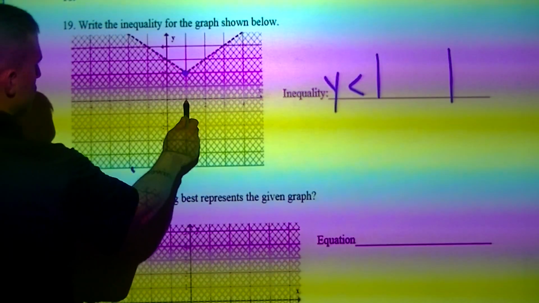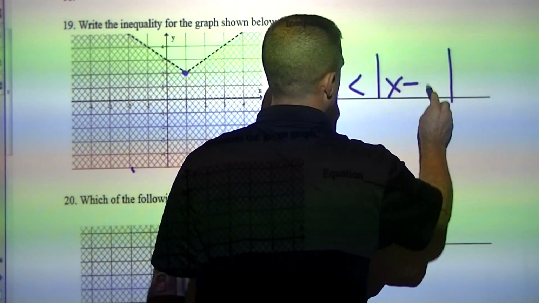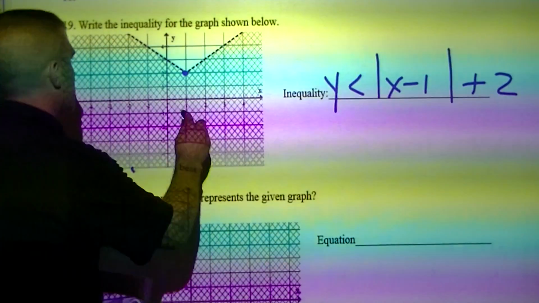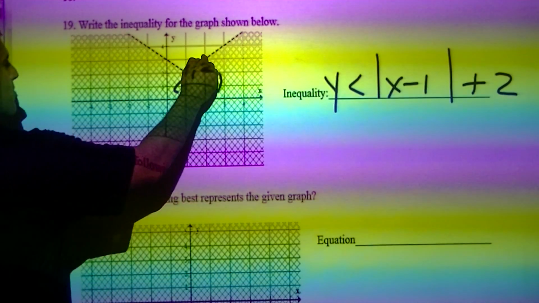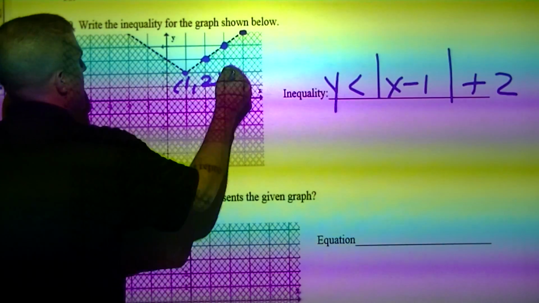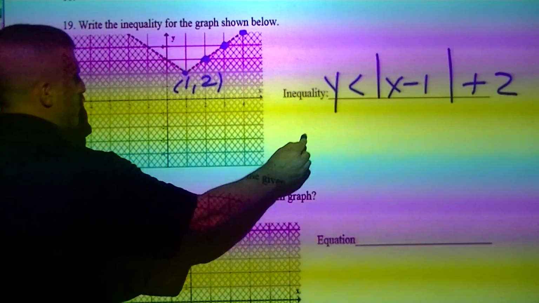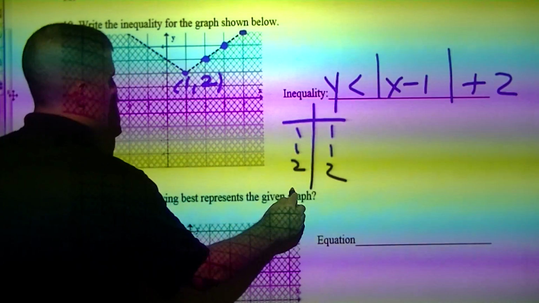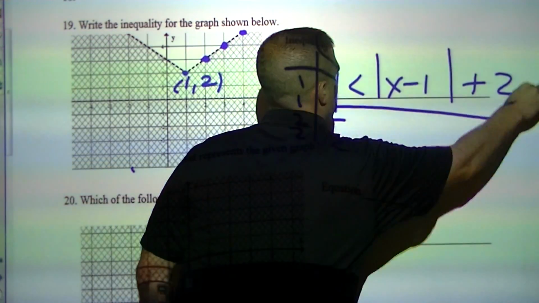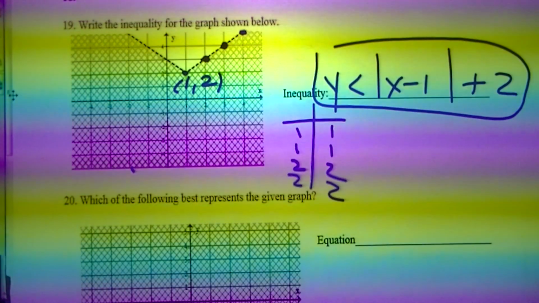My anchor point is 1, 2. Opposite on the inside, so that's x minus 1 here, and 2 on the outside. Then I look to see where my points are, and I notice I still have 1 over, 1 up. My originals are always this, but I'm still 1 over, 1 up, still over 2 up, so I'm good with this for my final answer.